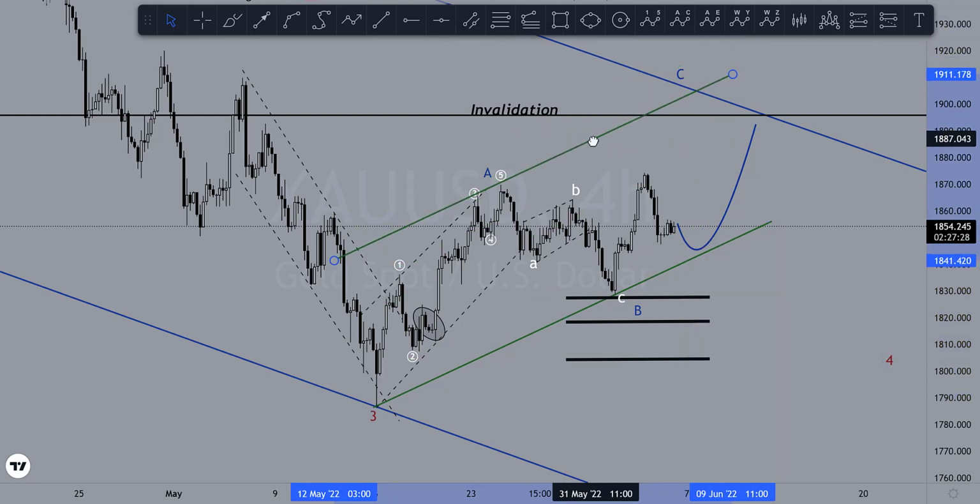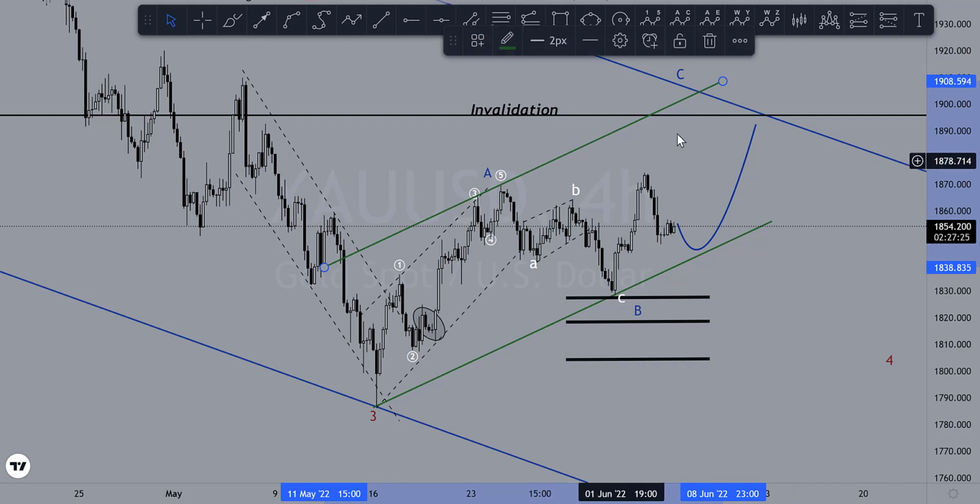So for targets, not to say that it's going to be 100% to this point, but for targets, you might need to target these confluence areas where you're seeing the invalidation, this other trend line, and this trend line. In these areas, you might need to target those areas. So what am I expecting? I'm expecting this.